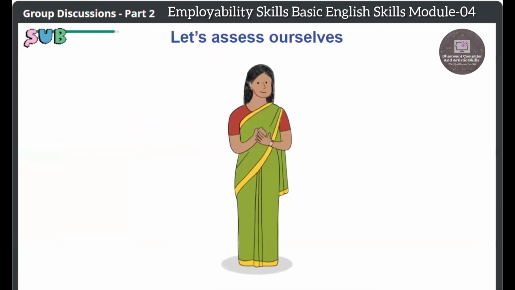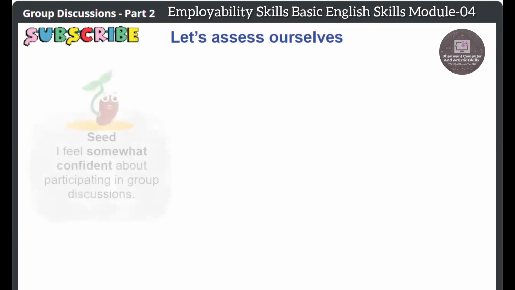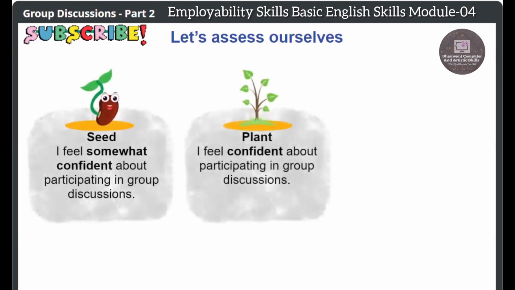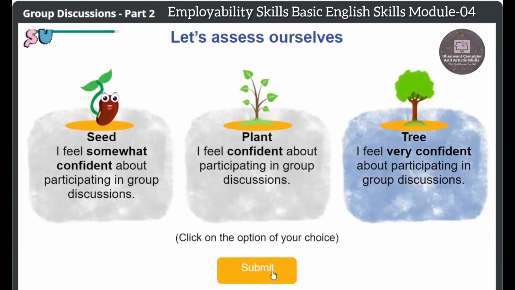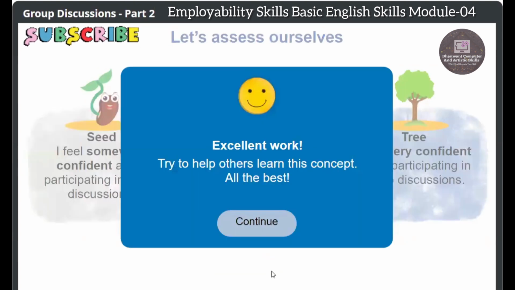Now, let's assess ourselves to understand our own learning. Think of what you learned and choose if you feel like a seed, plant, or tree. Excellent work! Try to help others learn this concept. All the best!